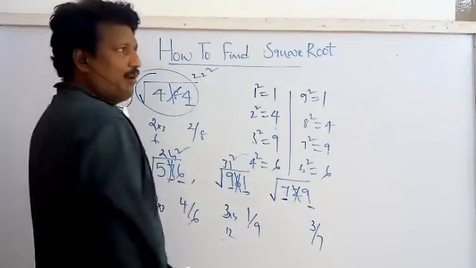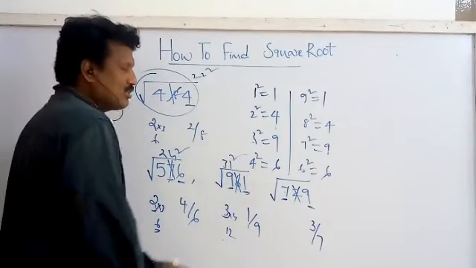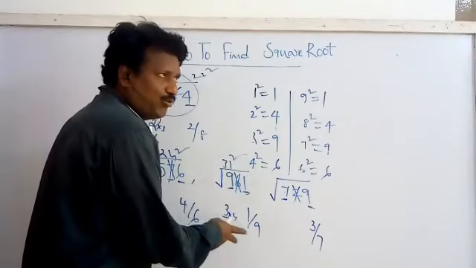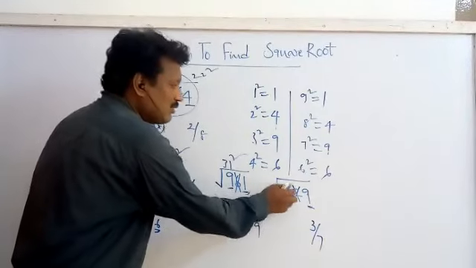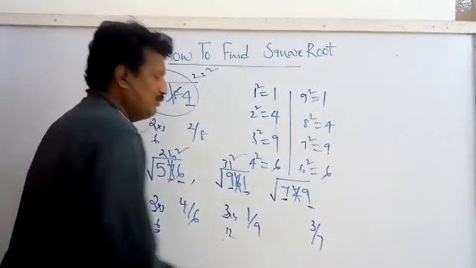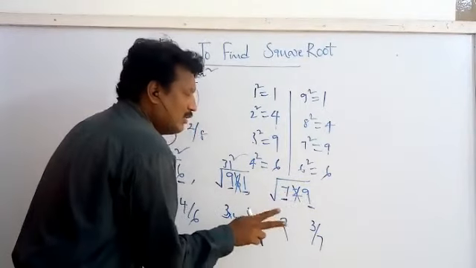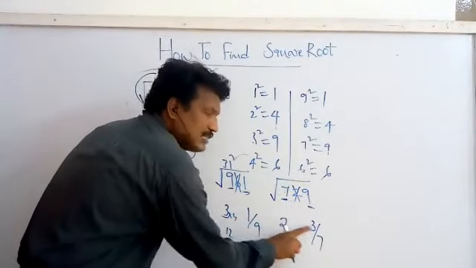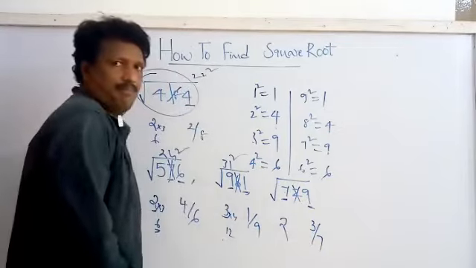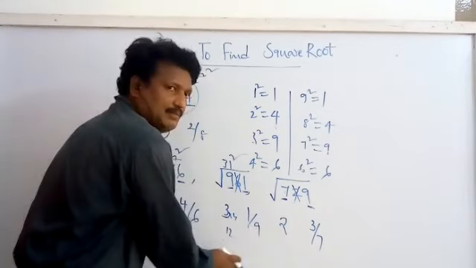The same number multiplied by itself that is near to 7: 1 1s are 1, 2 2s are 4, 3 3s are 9, which exceeds 7. So we consider 2. So the square root of 729 has 2 options here, either 23 square or 27 square. Let us check it out.